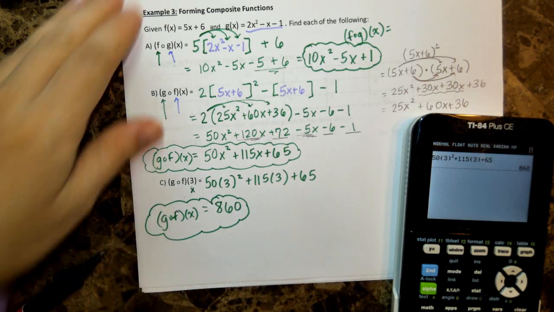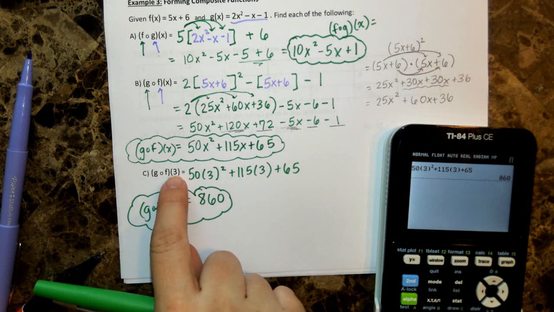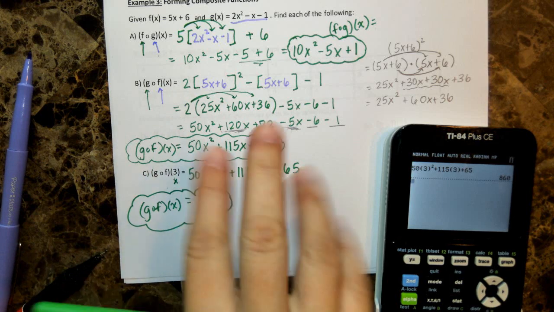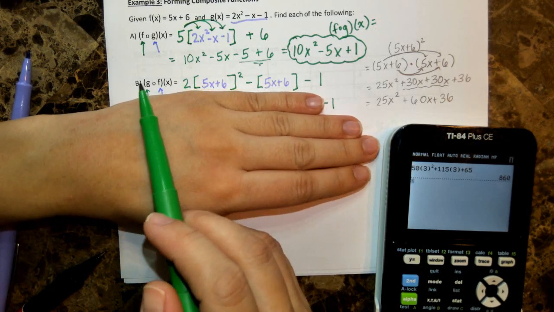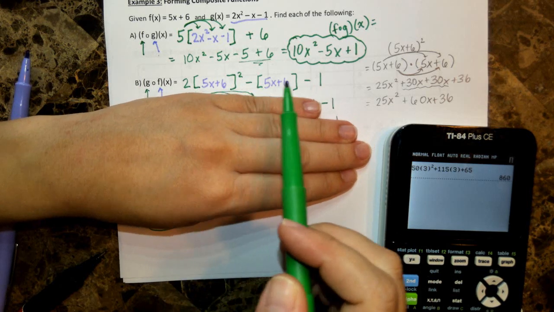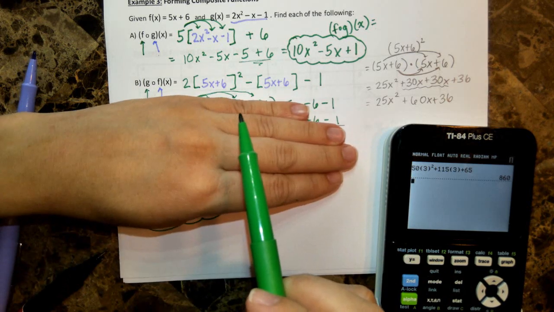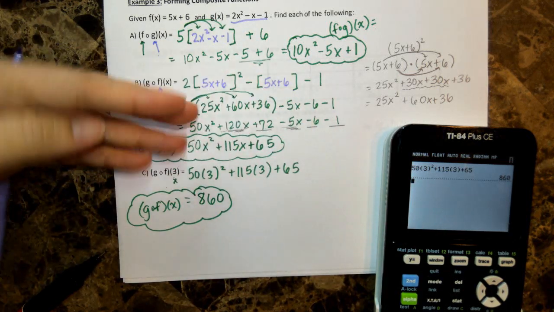There you go. Now earlier I said if you ever have to plug in a number, like a constant at the end, like g of f of 3 instead of just g of f of x, you don't have to simplify. What I meant by that is for the previous problem, g of f of x, this is what we got. We simplified all that. I know we did the FOIL and we distributed.